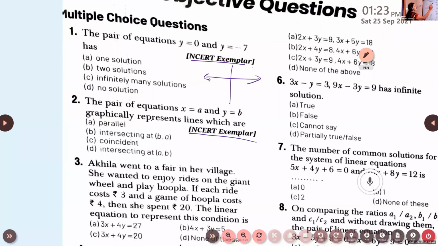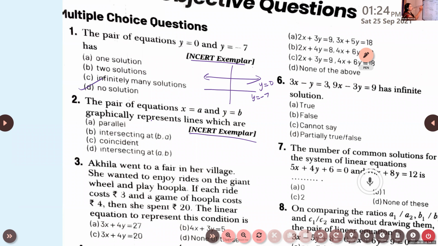So this is y is equal to 0. Y is equal to -7 means you'll be getting a line like this, is it or no? Will it be parallel to the x-axis? Are you getting a common point? Are they parallel or not? Yes, ma'am. So they are parallel. If they are parallel, what can you say? How many solutions? No solution. Okay.